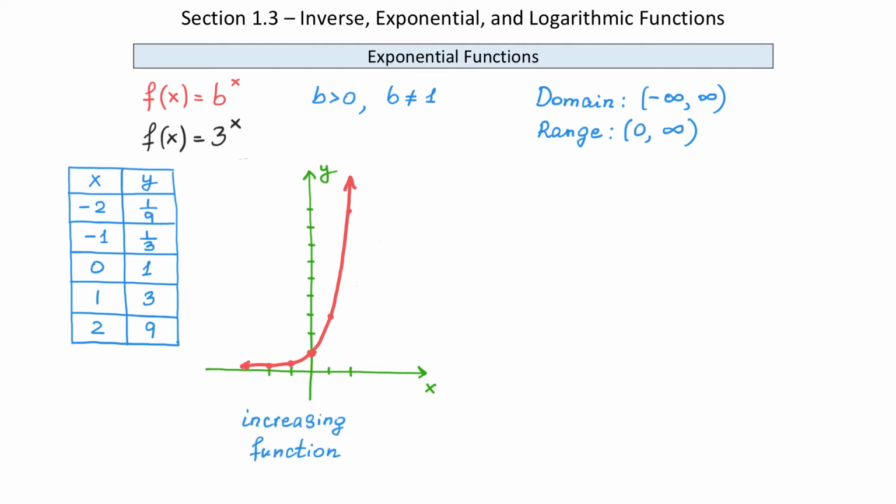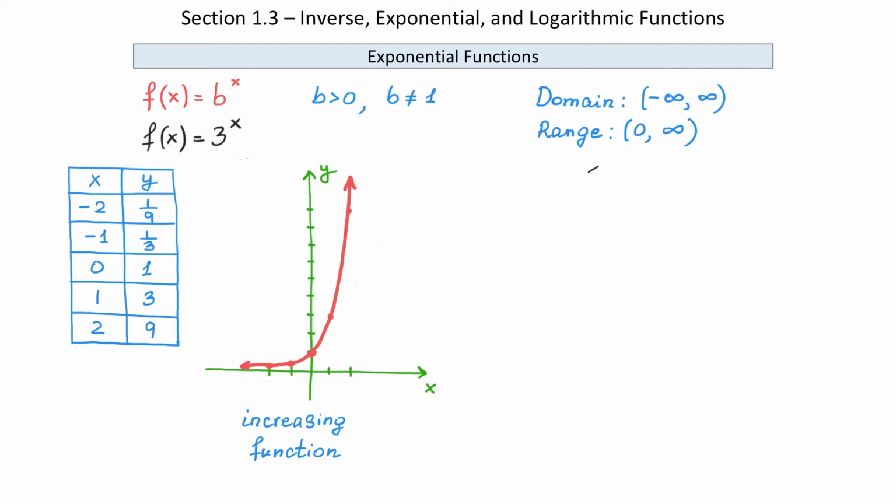Also, this graph stretches to the left and to the right indefinitely, and this means that the domain is any number from negative infinity to positive infinity. However, this graph stays above the x-axis. That's why the range is any number greater than 0.